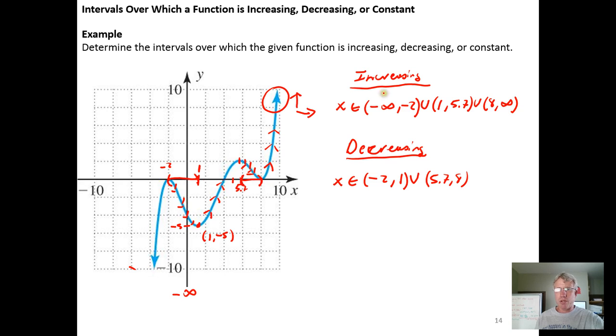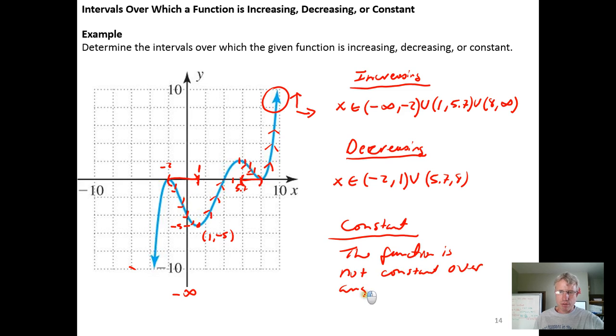So here's my increasing intervals, here's my decreasing intervals, and then this is one where the function isn't constant. The function is not constant over any interval, or over any open interval. I probably should use the word open there. I could just erase it. Over any open interval.